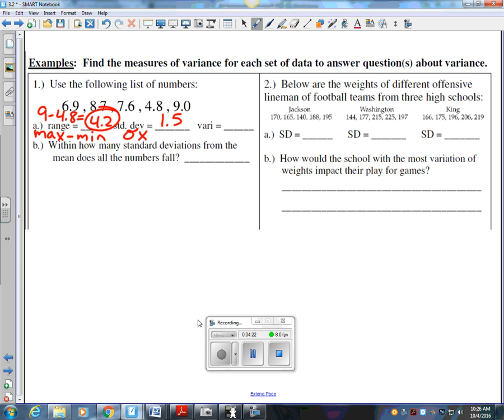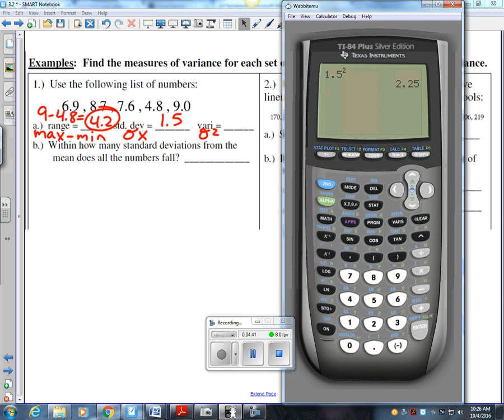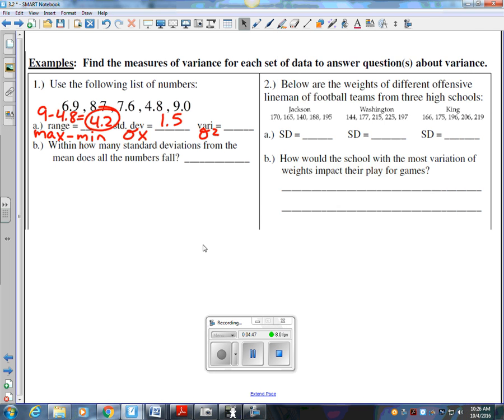And to get the variance, it's going to be this number squared. So in my calculator, I'm just going to start typing 1.5 squared. All right, and just go ahead and write that whole number. It's not long. That way you don't even have to worry about whether or not Miss Williams will count it right or wrong. Just write the whole number, 2.25. Okay.